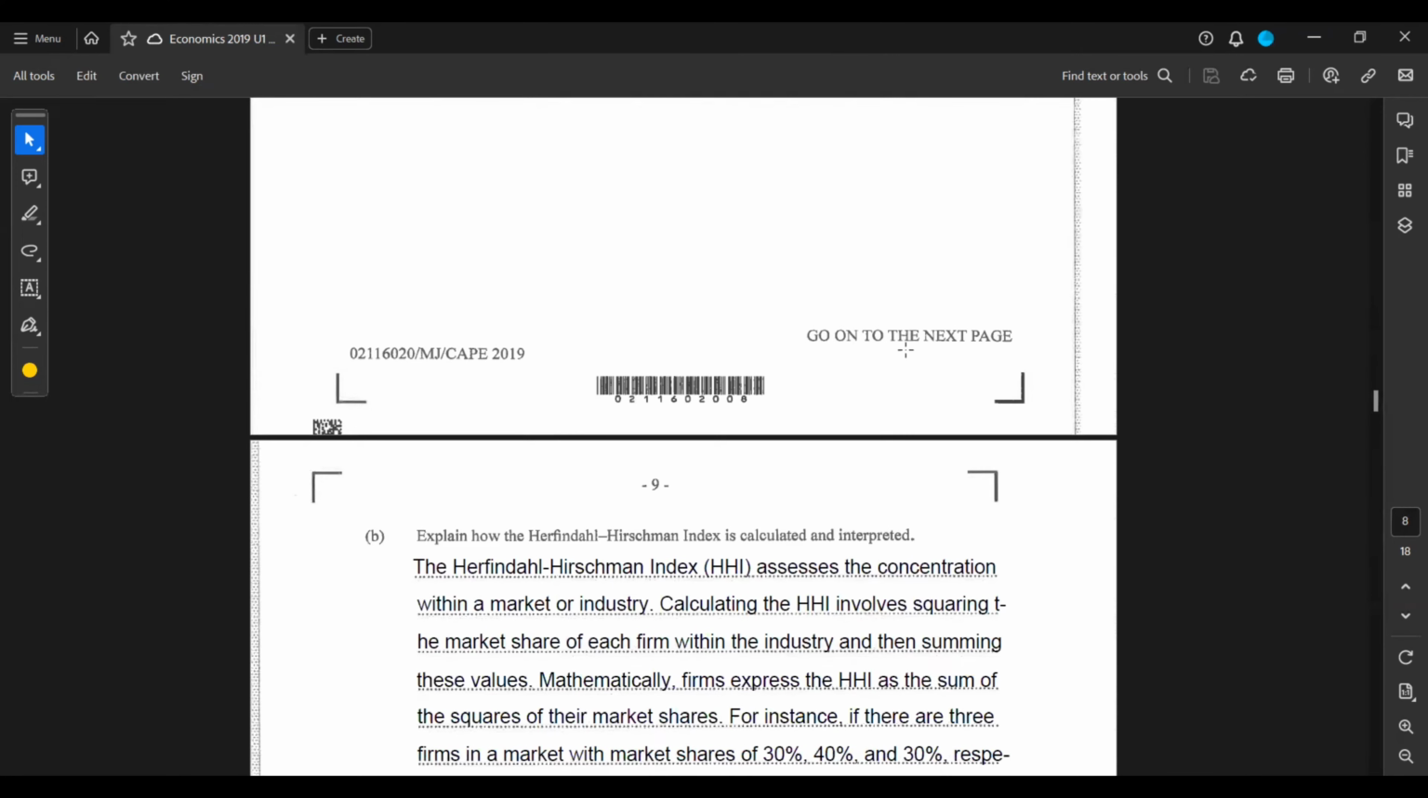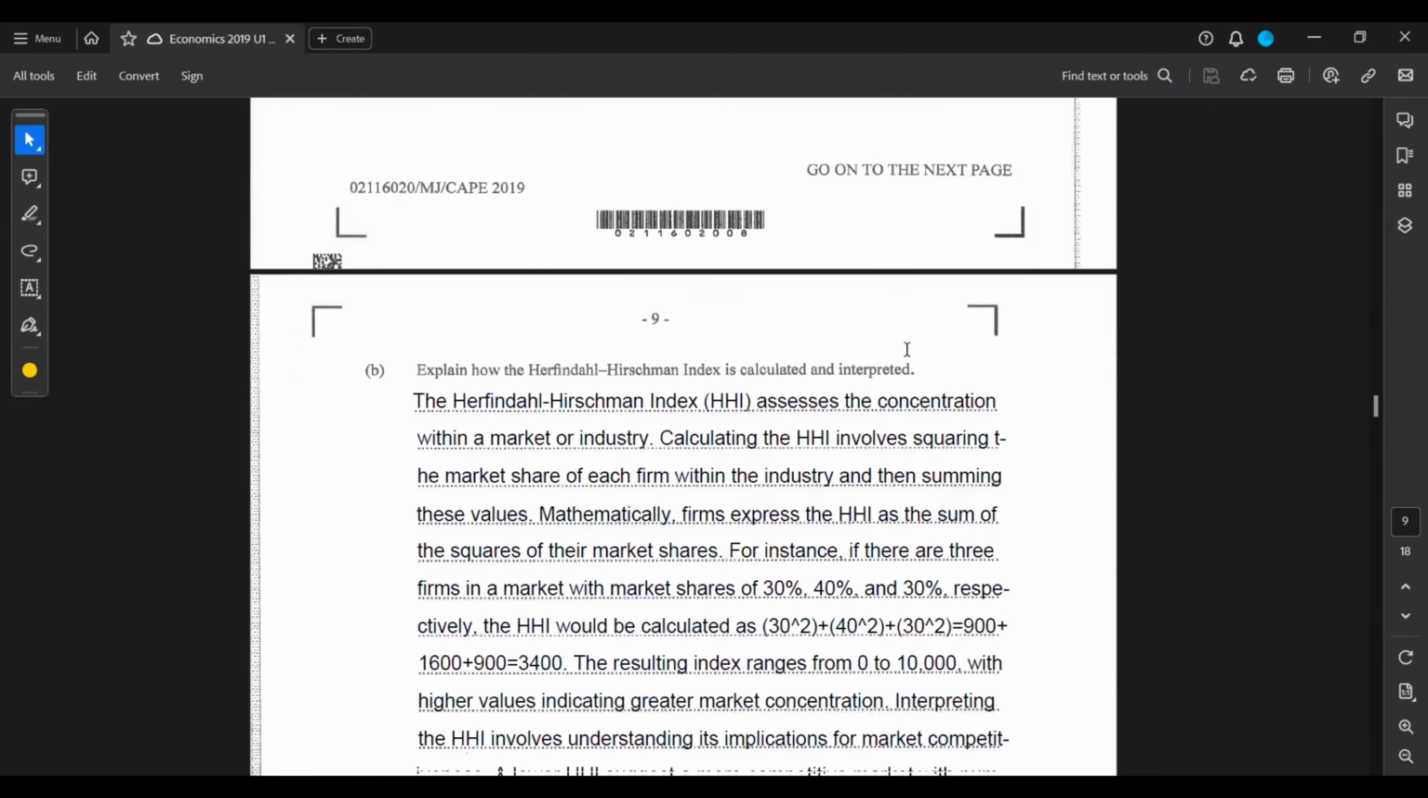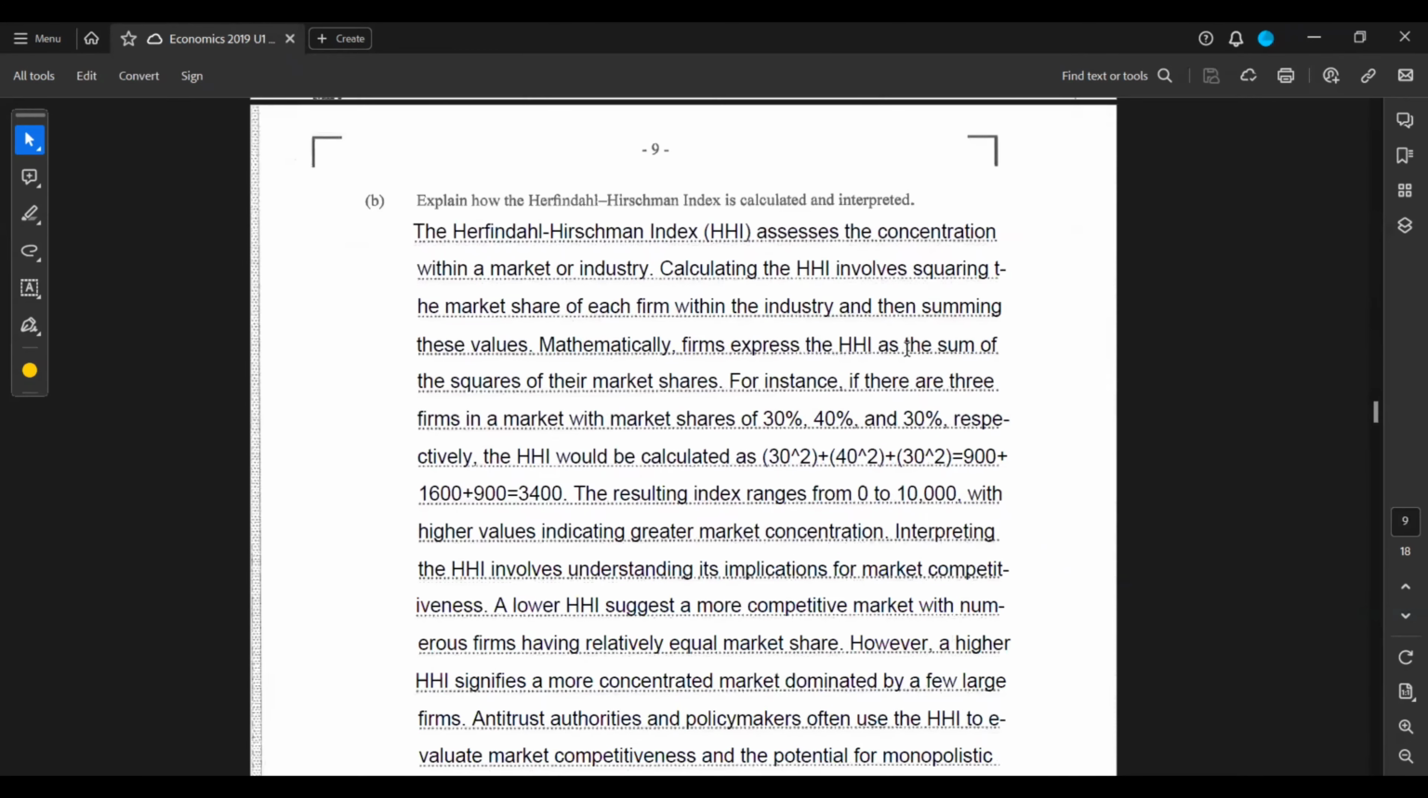Part B, explain how the Herfindahl-Hirschman Index is calculated and interpreted. The Herfindahl-Hirschman Index, HHI, assesses the concentration within a market or industry. Calculating the HHI involves squaring the market share of each firm within the industry and then summing these values. Mathematically, the HHI is expressed as the sum of the squares of the firms' market shares.